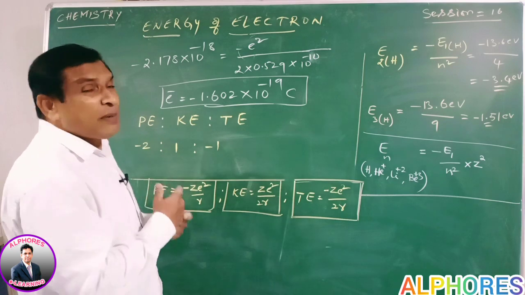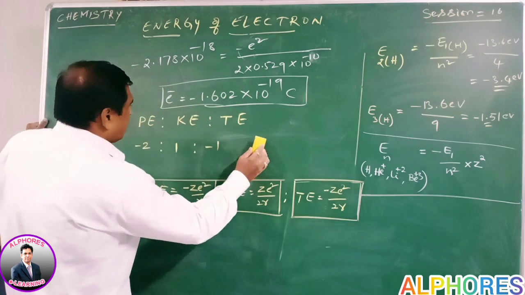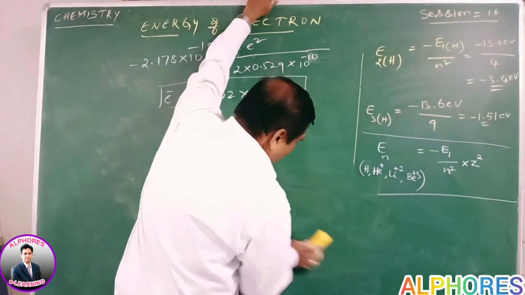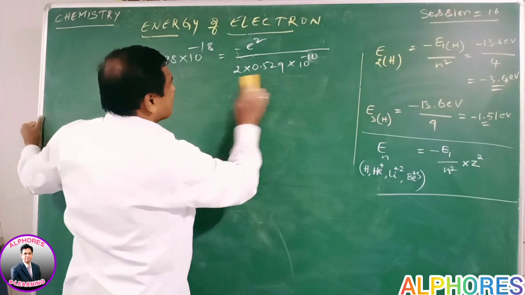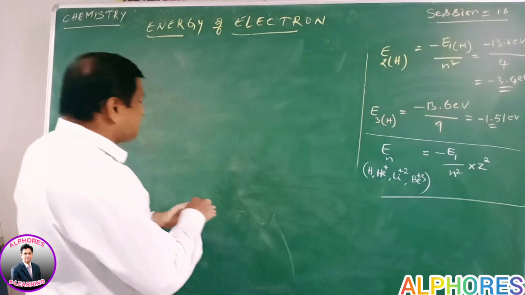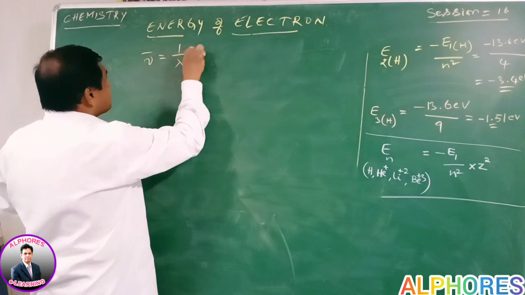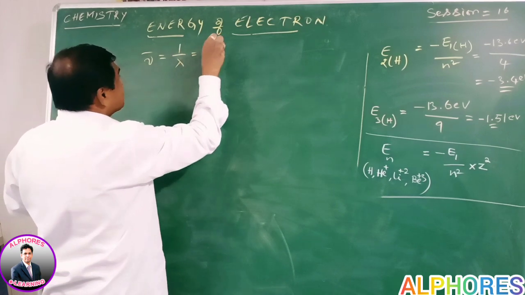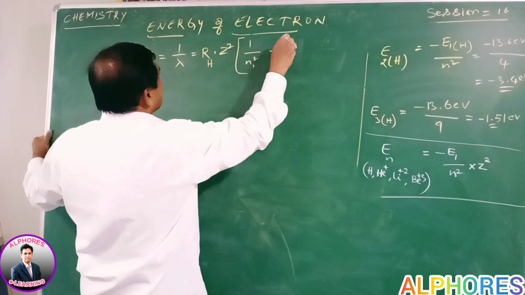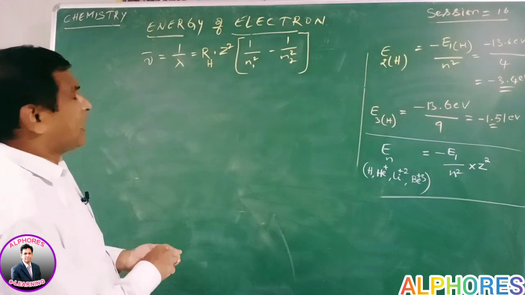Let us use the same energy relation in hydrogen spectra. According to Rydberg's equation, what is the concept of Rydberg's equation? Nu bar is equal to 1 by lambda is equal to R hydrogen into Z square into 1 by N1 square minus 1 by N2 square. This is Rydberg's equation to calculate wave number.